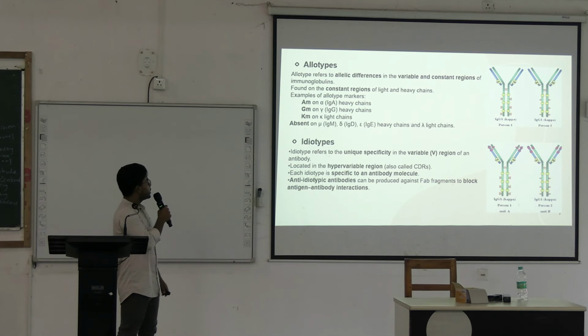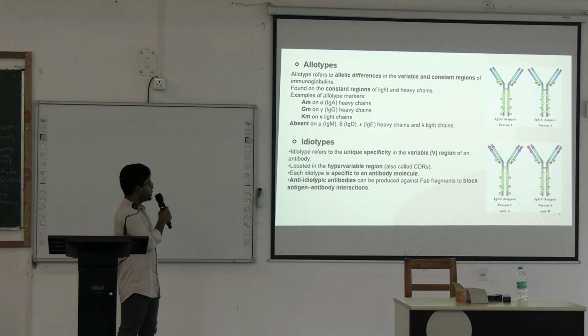Allotypes refer to allelic difference in the variable and constant region of immunoglobulins found on the constant region of light and heavy chains. Example of allotype markers: alpha markers on alpha heavy chain, gamma markers on gamma heavy chain, kappa markers on kappa light chain, absent in mu, delta, epsilon heavy chains, and lambda light chains.